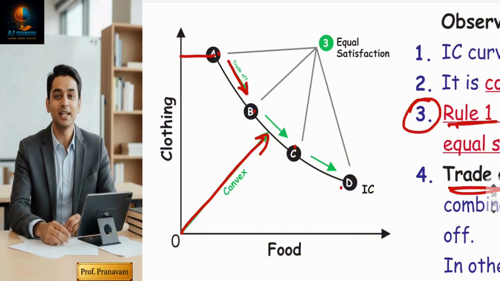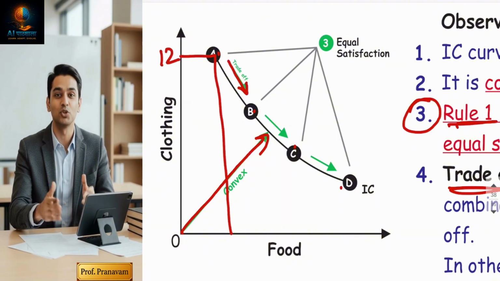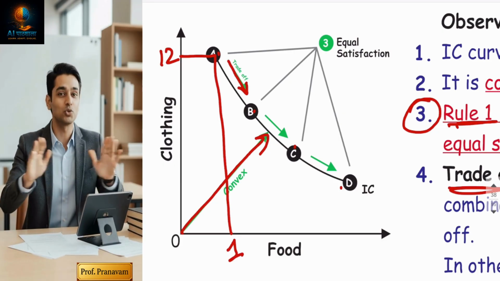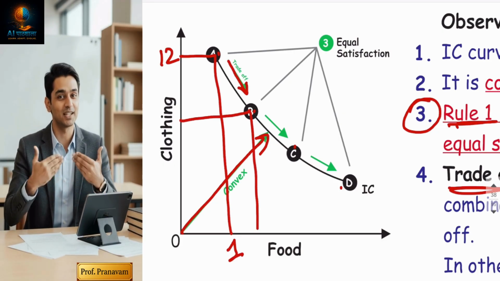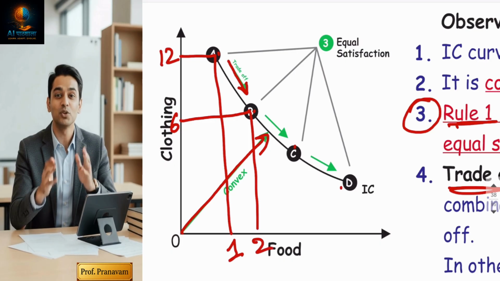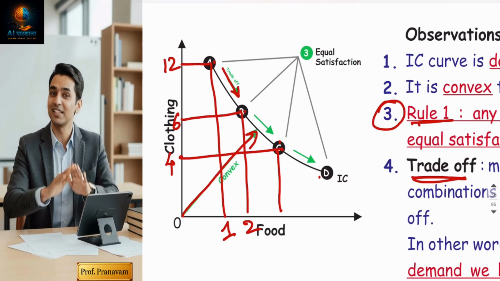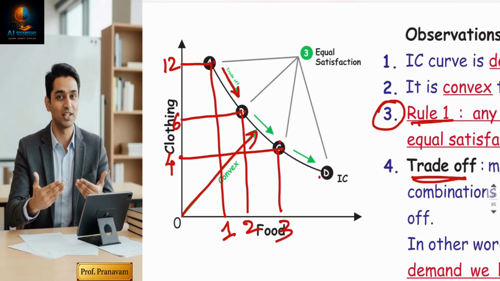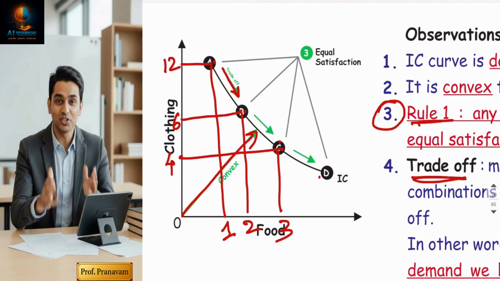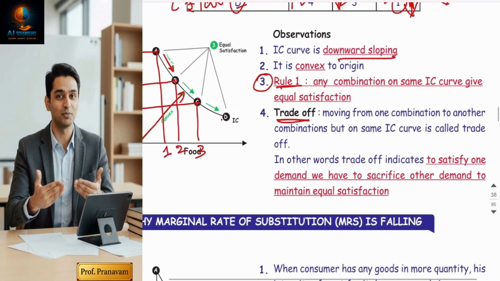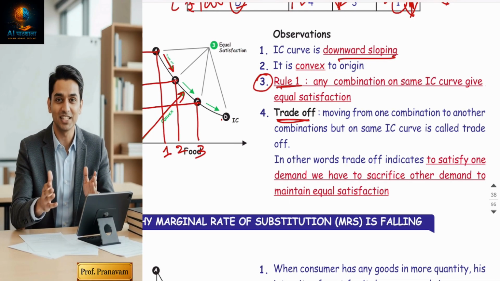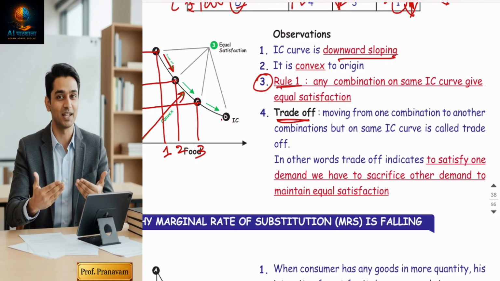For example, what does combination A indicate? 12 units of clothes, 1 unit of food. Am I correct? But if you want to shift to combination B, your clothes will become 6 units, your food will become 2. If you want to go to C, your clothes will become 4, food will become 3. The moment you go down, one quantity is rising, another is falling. So, trade-off. It is not possible that you can purchase more quantity of both because resources are limited. You have to maintain your demand within that budget.